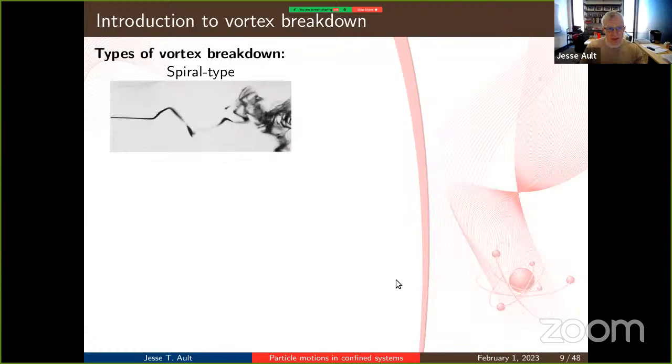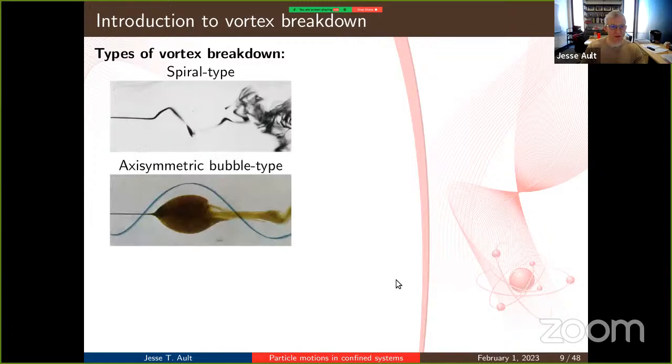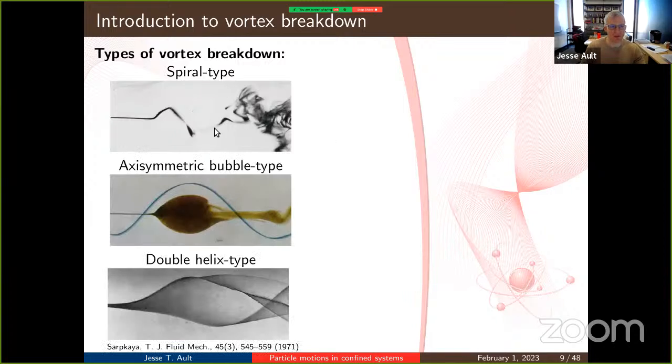There have been different types of vortex breakdown identified. These are just three typical ones. They're called spiral type, axisymmetric bubble type, and double helix type. Again, which type you actually get in practice depends on a lot of things, in particular the geometry of the system. So if the channel is expanding or contracting, or if it's unbounded, these can all affect which type of breakdown you actually get.